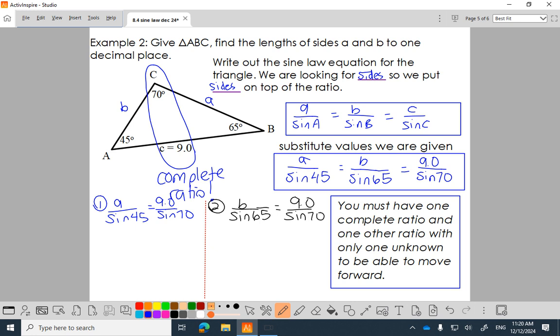Okay, you should have a calculator there with you. Don't wait for me. So you have some options. When you write it like this and the unknown is in the top, 9 divided by sine 70 is a number. Is it a nice number? No, it isn't. However, if you want to evaluate that, you can.